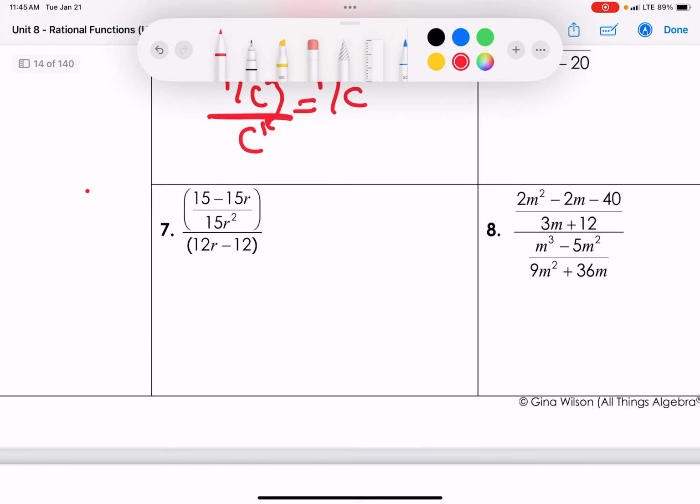All right, so same idea. I have 15 minus 15r over 15r squared.